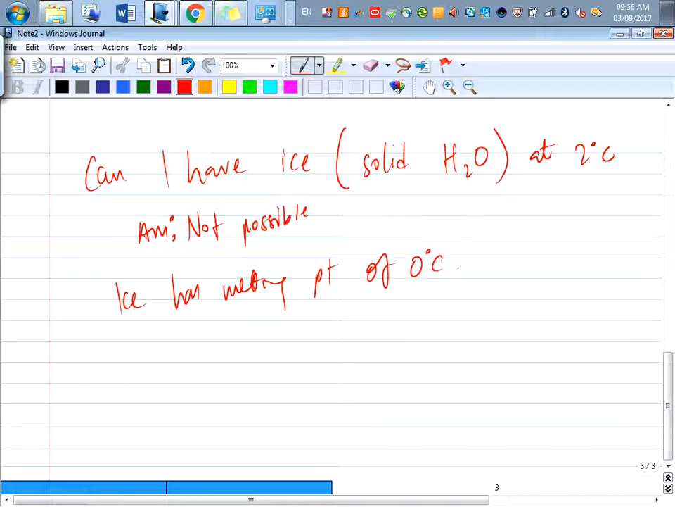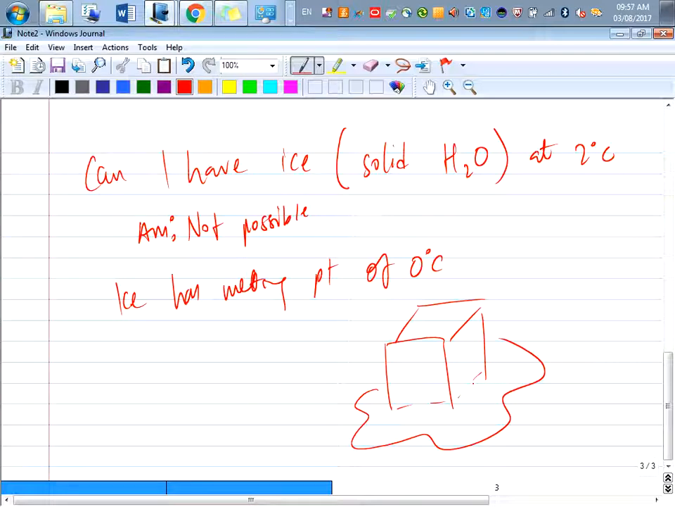So when you take ice out from the freezer, out into room temperature, it is at 0 degrees Celsius. It is not at negative temperatures. It is not at positive temperature. It is at 0. So when you take it out, your ice is starting to melt, right? Right, Zafan? Ice melting, right?